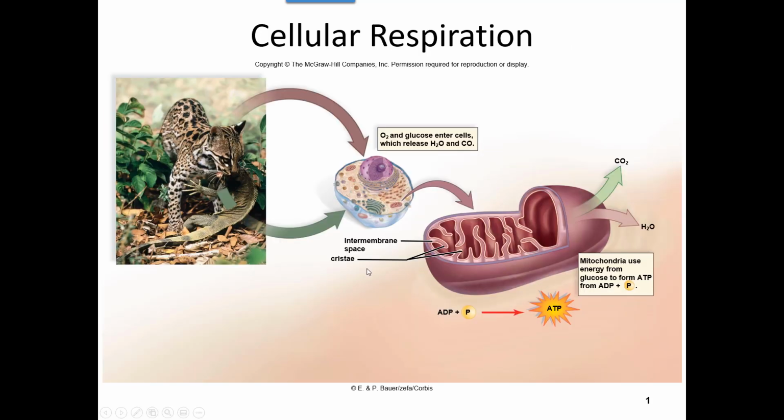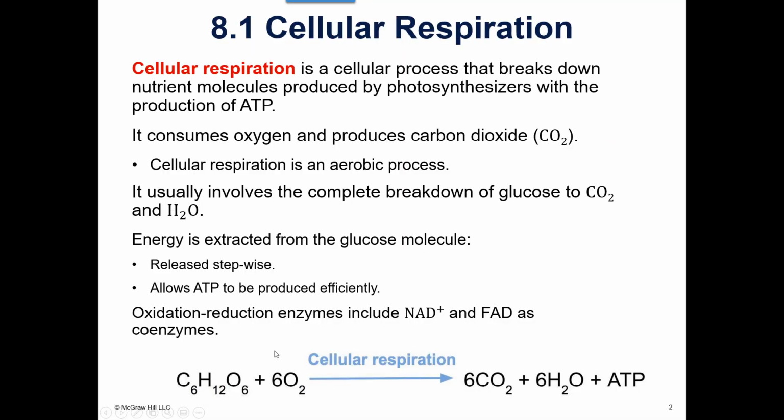So cellular respiration is going to happen in animal cells, any cells that have a mitochondria. And I know there's a lot of wording on this slide, but I just wanted to go over some key topics, and then we're going to break this down. So cellular respiration is a cellular process. It breaks down nutrient molecules such as carbohydrates that were produced by photosynthesizers. These were carbohydrates that were made from those plants through photosynthesis with the production of ATP. So we're going to generate ATP at the end.